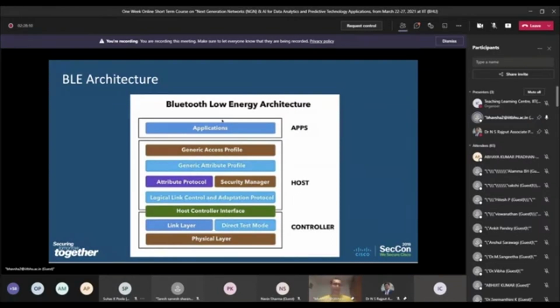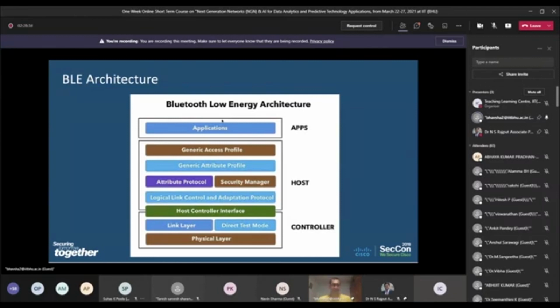And last but not the least, the apps or the applications actually reside on your mobile phone or PC, where they intercept the data from the sensors and provide you the statistics. Okay, so before we move to the next slide, is this clear?